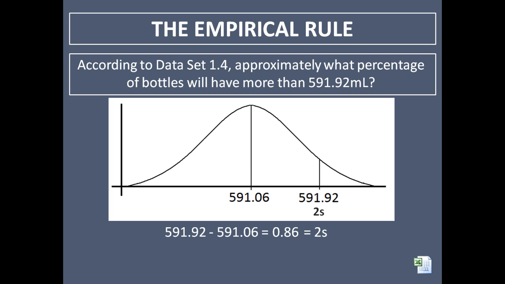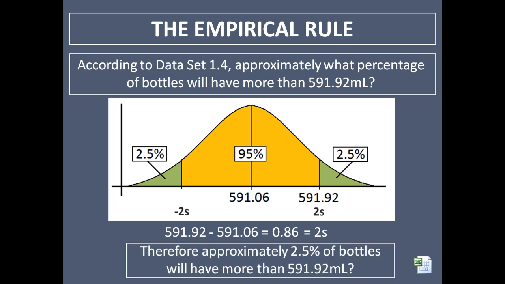Well, what do we know about two standard deviations? We know within that interval of two standard deviations from the mean, we should see 95% of all of our data. What's this question asking us here? What percentage of bottles will have more than 591.92? Well, if we know that 95% of the data is contained within two standard deviations of our mean, that leaves 5% of the data outside of that, and not all of that 5% is on the high side. Half of that is on the high side and half of that is on the low side, which means that we should see approximately 2.5% of the bottles being filled to more than 591.92 milliliters.